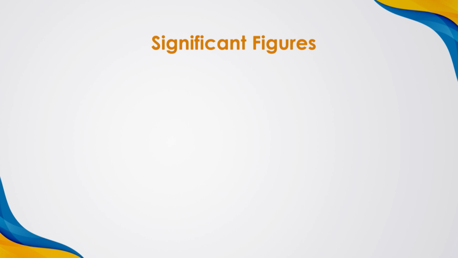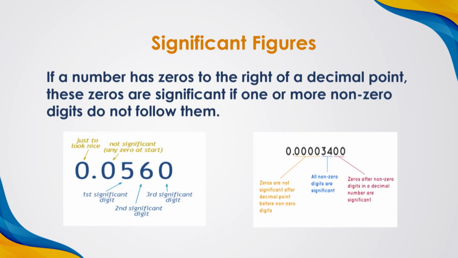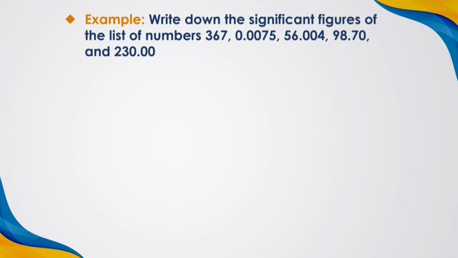Significant figures: in the mathematical sense, you can understand the concept called significance. If a number has zeros to the right of a decimal point, these zeros are significant if one or more non-zeros precede them. If you observe the zeros right after the decimal point, they are not significant. However, the digits after the decimal point are significant, and the zeros after those digits are also significant. Now, as an example, write down the significant figures.